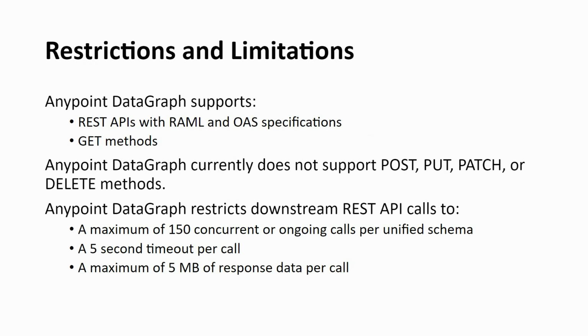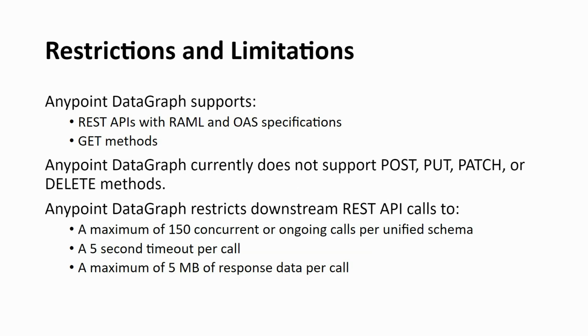As you are aware, every component comes with some restrictions and limitations, and Anypoint Data Graph also has some limitations. Anypoint Data Graph supports only REST APIs designed using RAML and OpenAPI specification, and it only supports the GET method. GraphQL is not supported for POST, PUT, PATCH or DELETE methods. So the underlying API must be on GET. If GraphQL has to send a request to the underlying API, it can send it only with the GET HTTP verb.